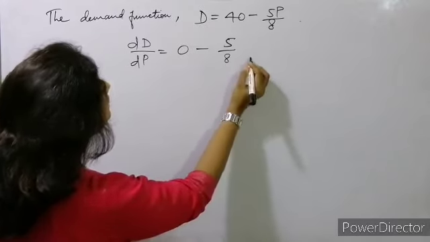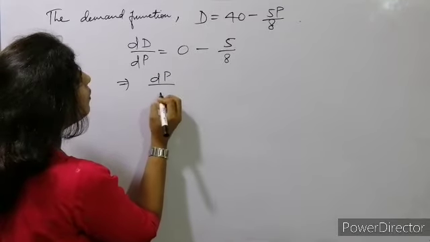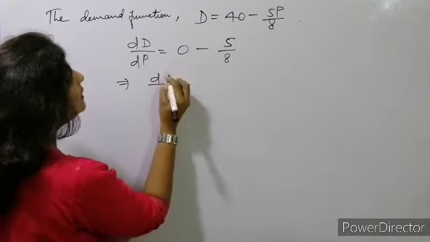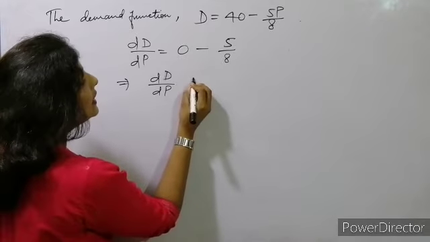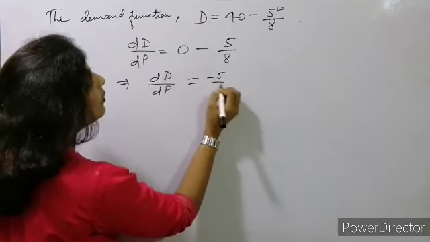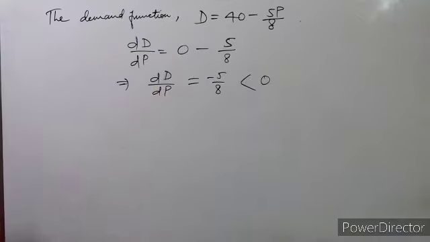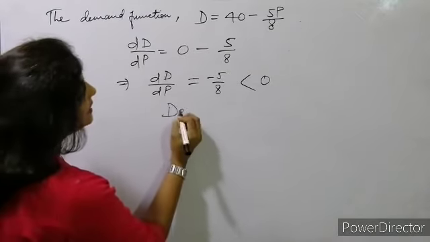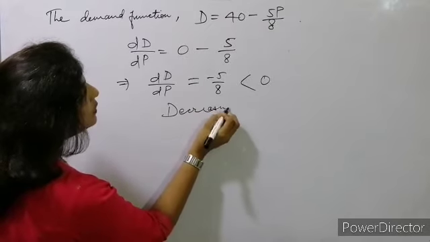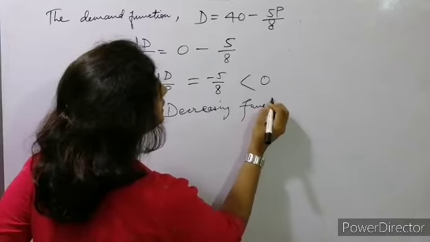So it means the derivative of demand with respect to price is equal to minus 5 upon 8, that is lesser than 0. This derivative of demand with respect to price is lesser than 0. So it is decreasing. It is a decreasing function. Right, it is a decreasing function?